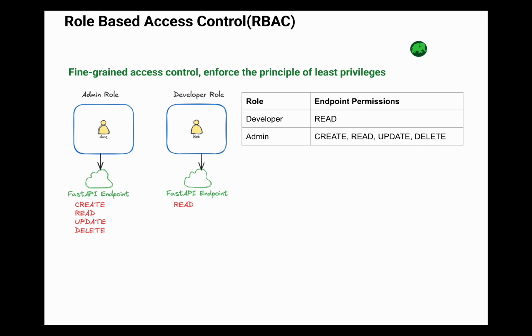Role-based access control, RBAC, is a security model used to assign permissions to users based on their roles. It enforces the principle of least privilege, ensuring the users only have access to the resources they need for their task. This guide demonstrates how to implement RBAC in a FastAPI application with two roles, admin and developer.